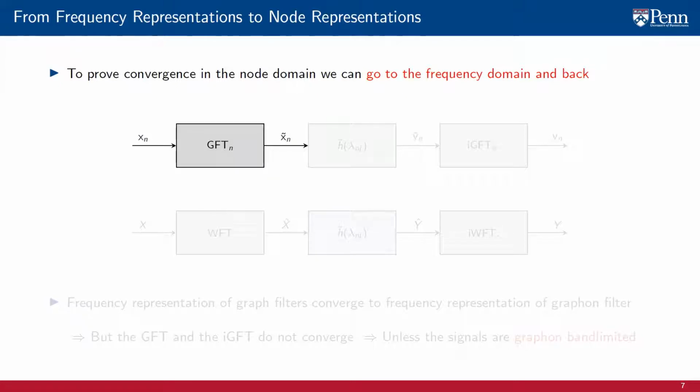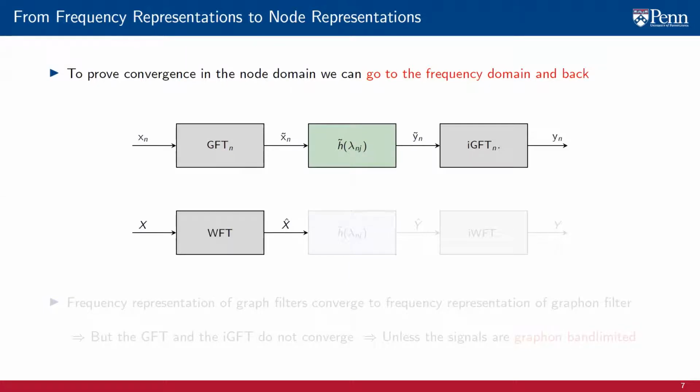Namely, we begin with an input graph signal xn and compute its GFT to represent it in the GFT domain. We then process the GFT with the frequency representation of the graph filter, and come back to the node domain by applying the inverse GFT. Likewise, we get an input graphon signal x and compute its WFT to represent it in the WFT domain. We then process the WFT with the frequency representation of the graphon filter, and come back to the node domain by applying the inverse WFT.